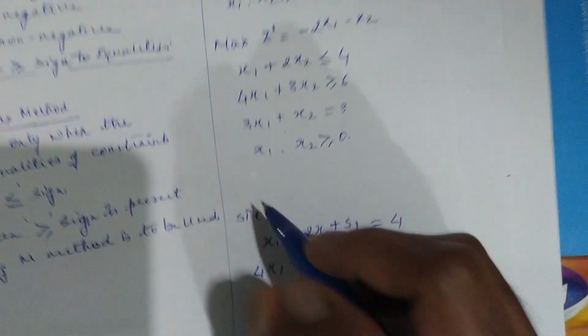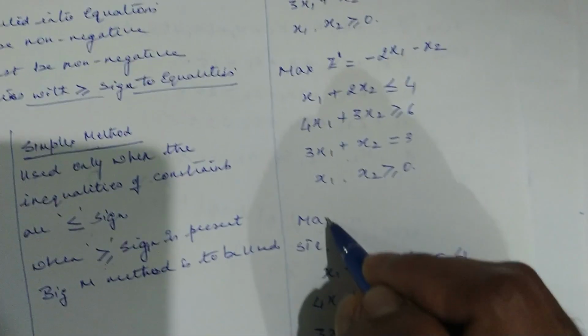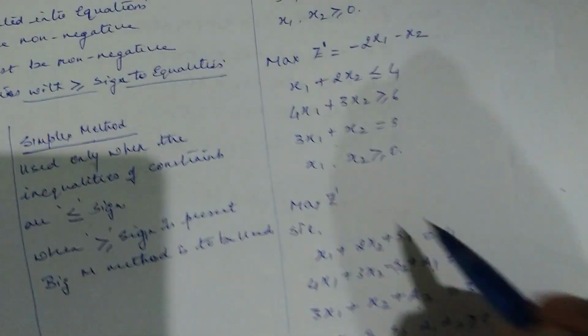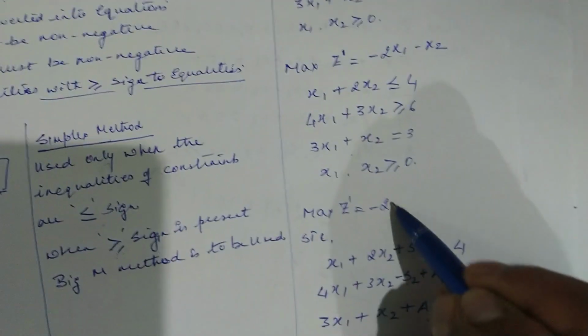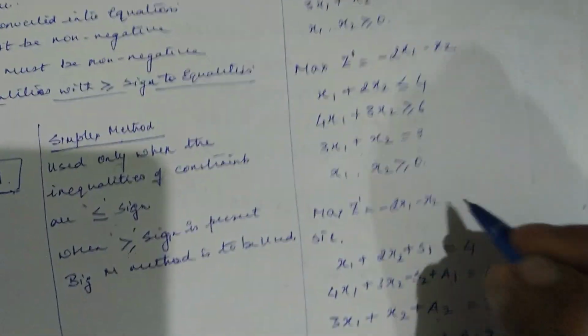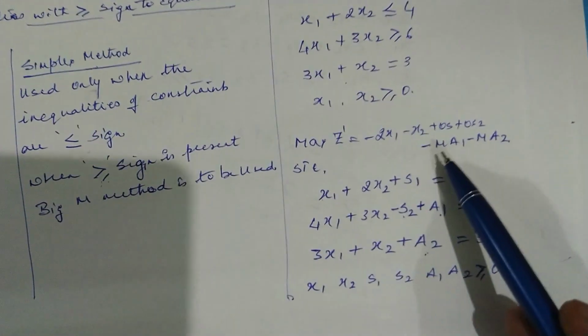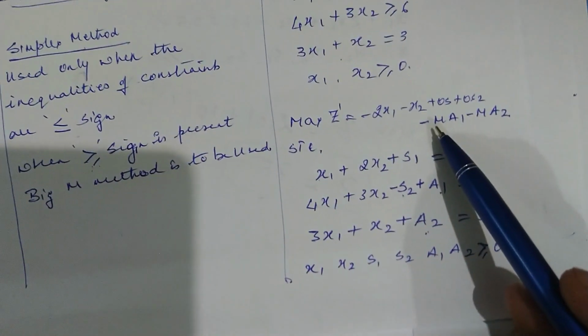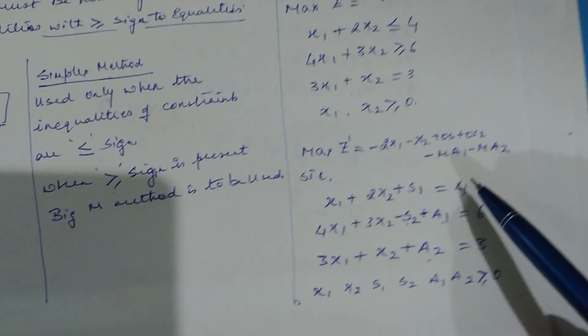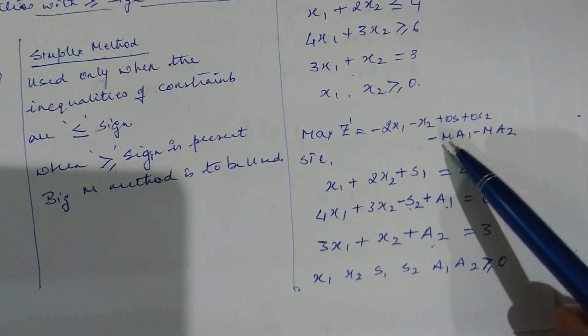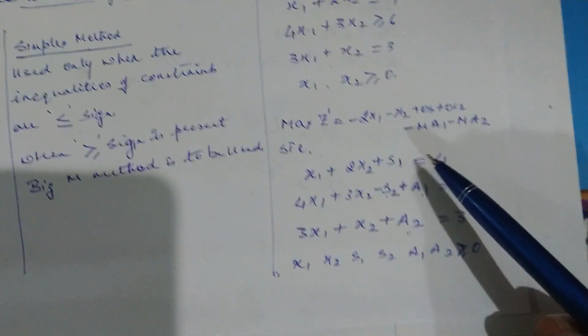So the objective function will now be written as maximize z dash, which is equal to minus 2x1 minus x2 plus 0s1 plus 0s2 minus M into a1 minus M into a2. The value of M in the coefficient function is, by concept, a huge number.